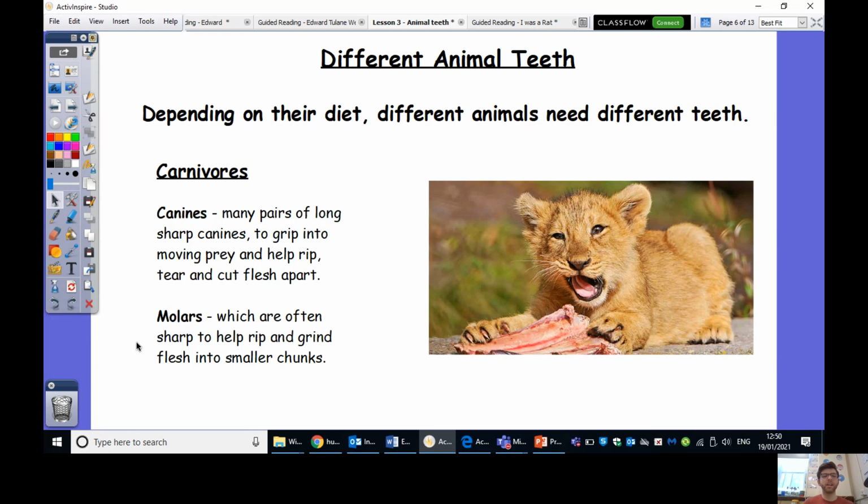They have molars, which are used to help rip and grind flesh into smaller chunks so that they can swallow it. So they have canines to tear into the flesh and to stick into moving prey, and then also they have those molars as well to help them grind the flesh into smaller chunks.